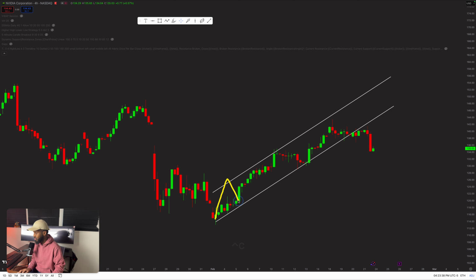Now we have a little bit of a better picture of NVIDIA. We can see this thing was trading within this trend. We were having a nice uptrend, and right about there, a couple of days ago, we started to lose that trend and we became a little bit bearish.